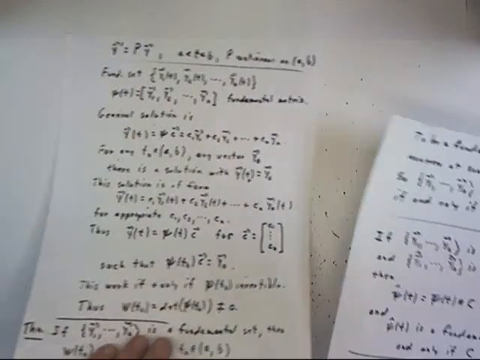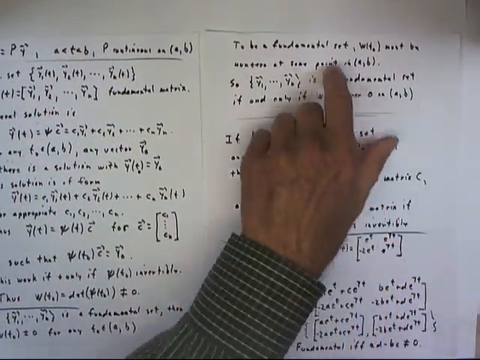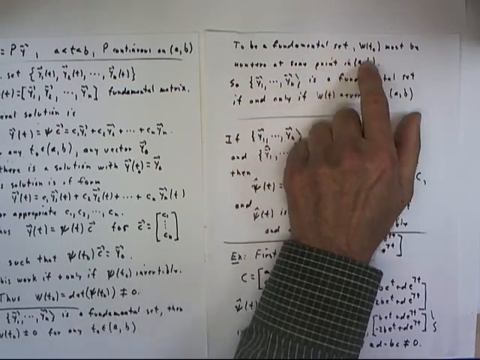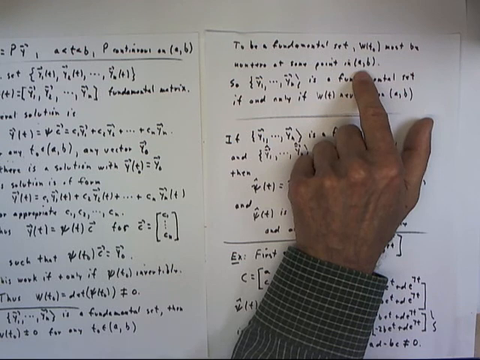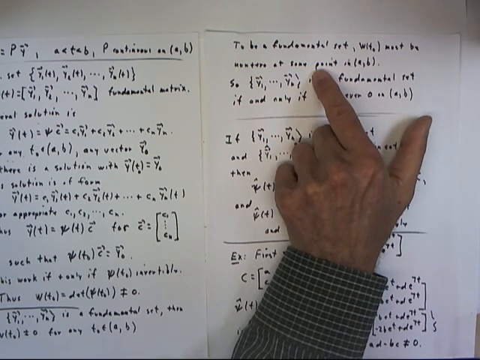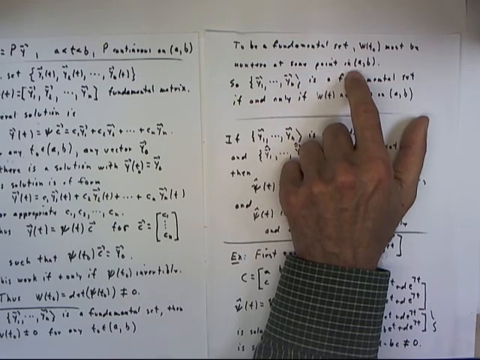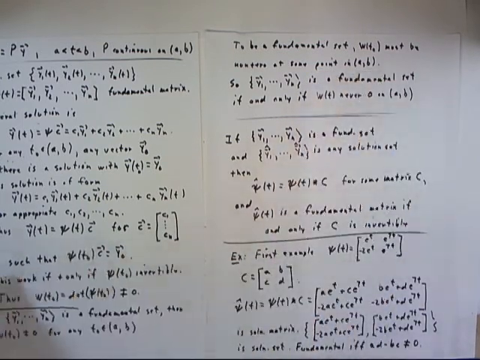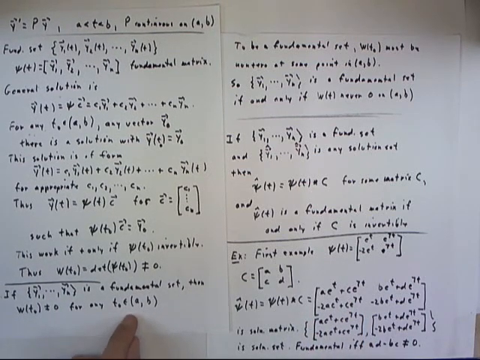Now we can combine this with the result that we saw recently. In order to be a fundamental set, there must be some point t naught in a, b where the Wronskian is non-zero. So if the Wronskian is non-zero at some point t naught, then it has to be non-zero at every point t naught.